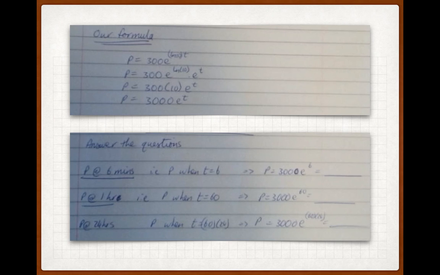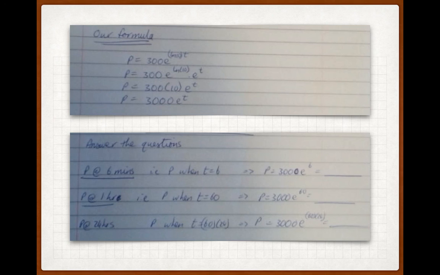So, answer the questions. So the population at 6 minutes. So we're looking for the population when t is equal to 6. Just put a 6 instead of t, and you'd have to put that into the calculator, get a decimal value, and round it. And actually you'd need to round it down. Also, the unit is bacteria, so there could be 1500 bacteria, because we're looking for the population of bacteria.